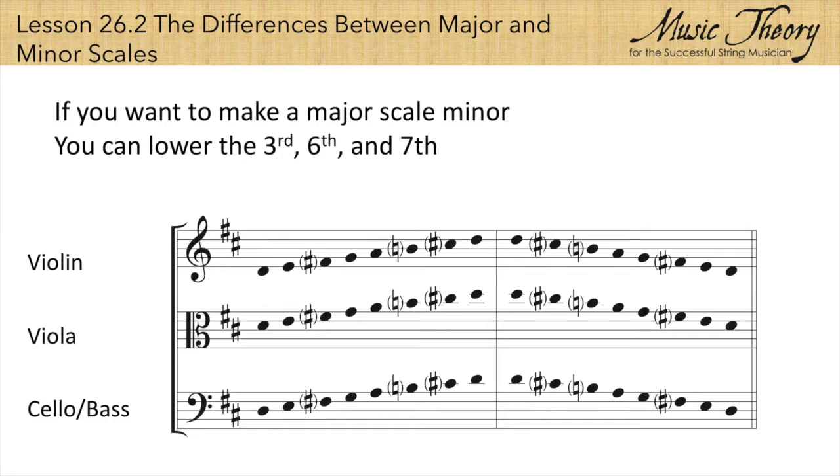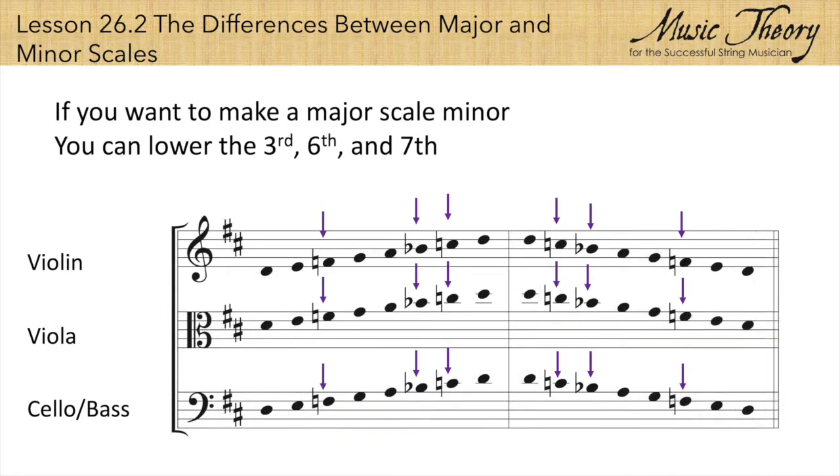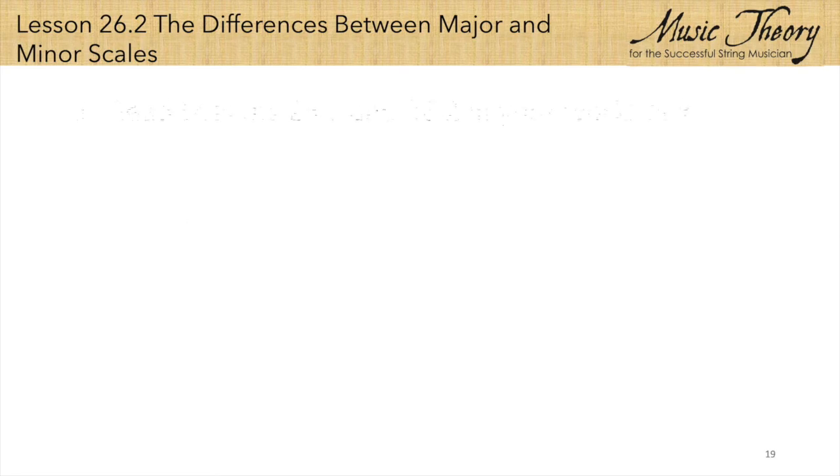This D scale has two sharps, F sharp and C sharp. To make this D major scale minor, we need to lower the third, sixth, and seventh scale degrees. The sharp notes will have to be naturaled, and the natural notes we will make flat. There, now we have a D natural minor scale. This scale has one flat, B flat, which shares the same notes as F major, which is the relative major of the D minor scale.